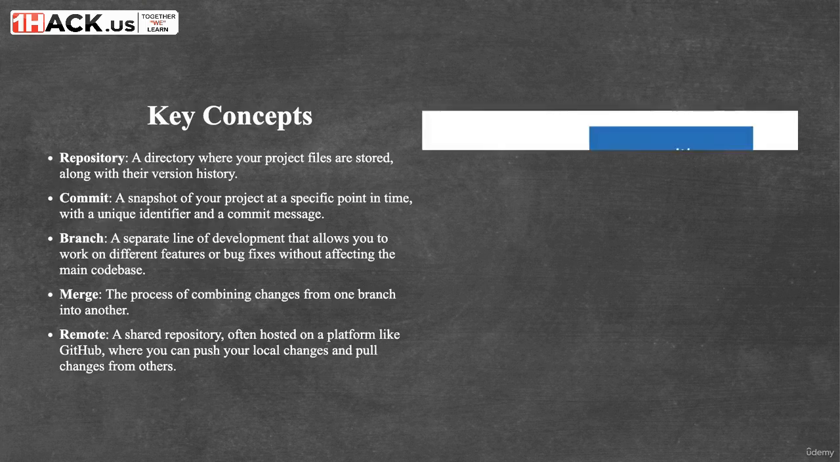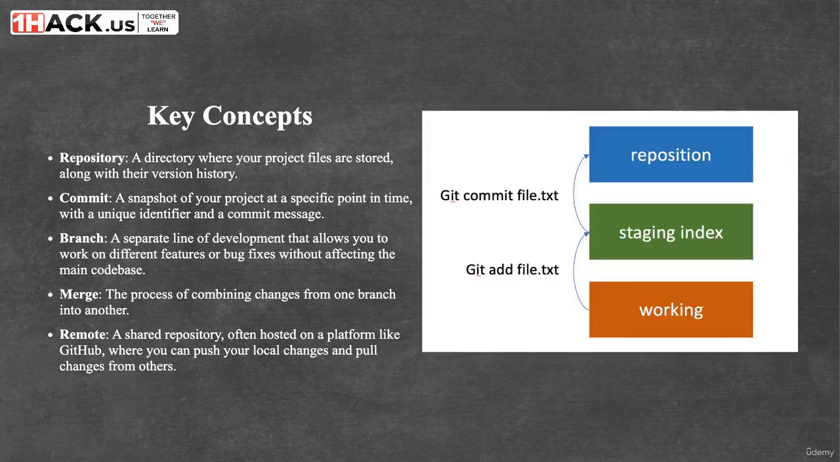Let's dive into some of the key concepts in Git. A repository is a directory where your project files are stored, along with their version history. A commit is a snapshot of your project at a specific point in time with a unique identifier and a commit message. Branches allow you to work on different features or bug fixes without affecting the main code base, and merging is the process of combining changes from one branch into another. Finally, a remote is a shared repository, often hosted on a platform like GitHub, where you can push your local changes and pull changes from others.